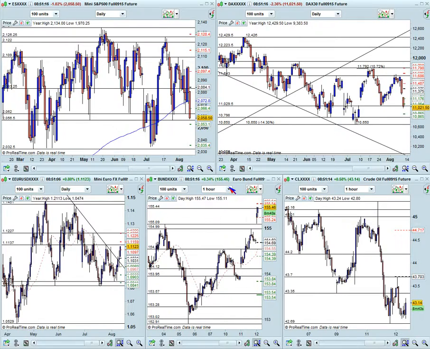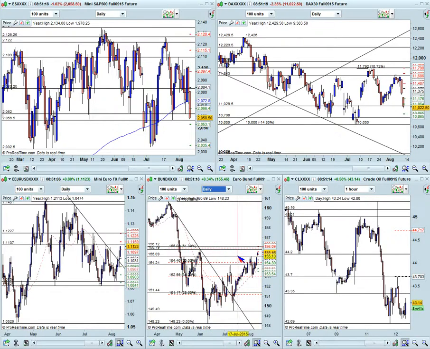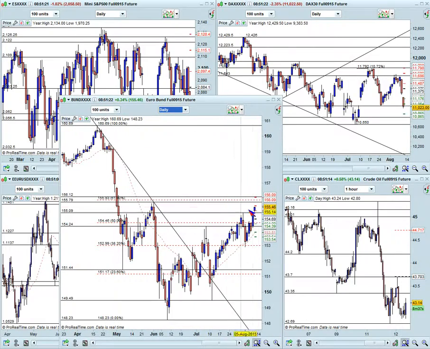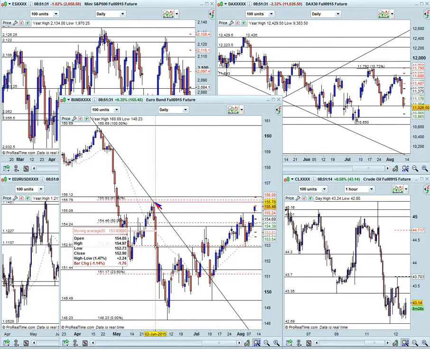Check the Bund here. I'm just going to move that to a daily chart because for the Bund this has been a decent move now. Moving up, this is the highest we've been since May, and you can see that the key level in May was 155.79. So we're about 30 ticks off that. That's a very key resistance level, something to look for.